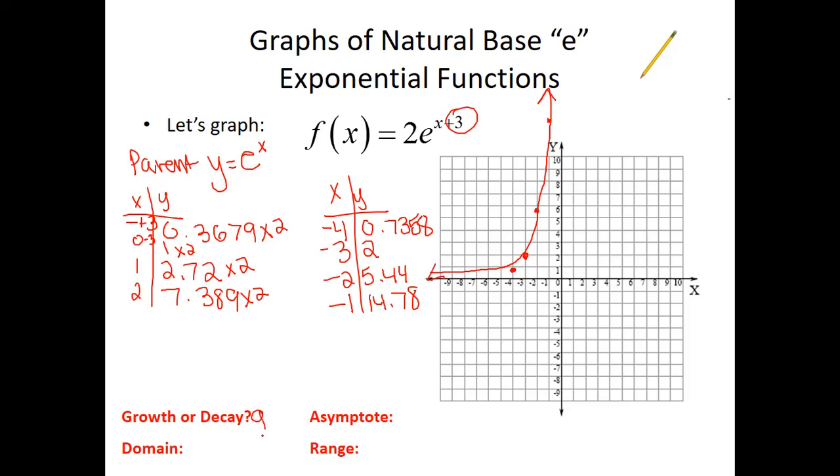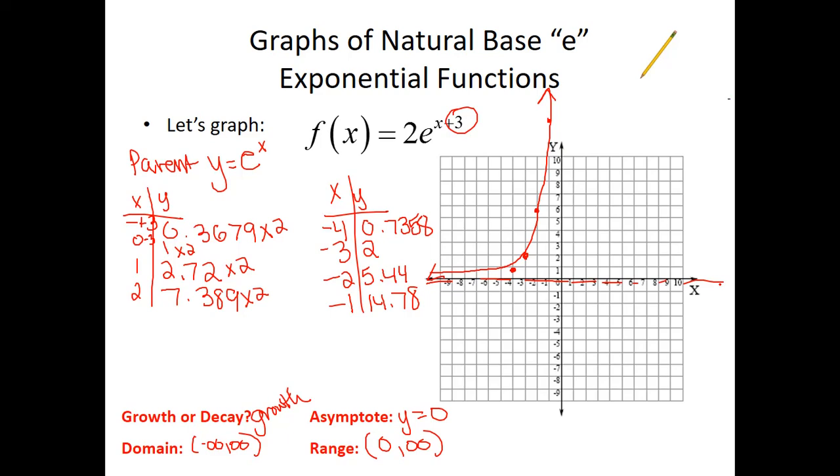So this would be a growth graph, if you notice. The asymptote would be y equals 0. My domain is -infinity to infinity, just like all of the other ones. And my range is from 0 to infinity, because I can't touch 0. There is an asymptote located right there.